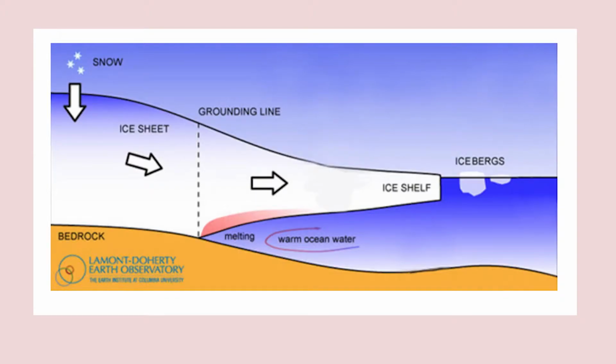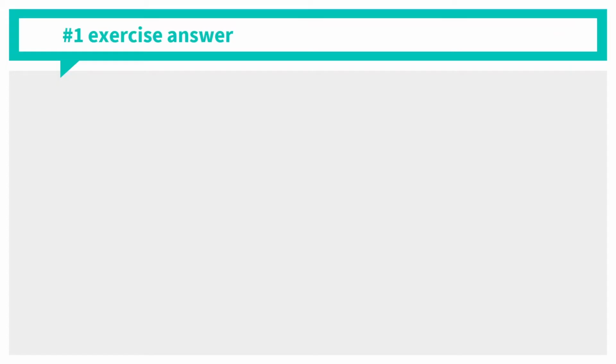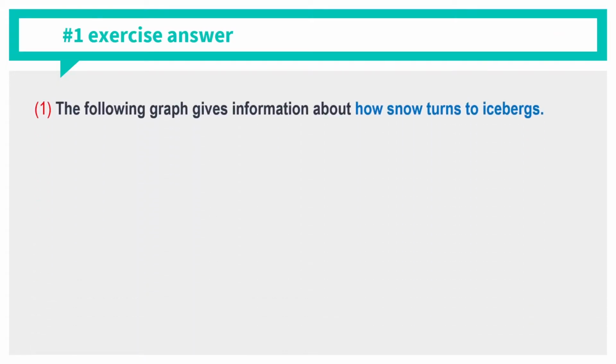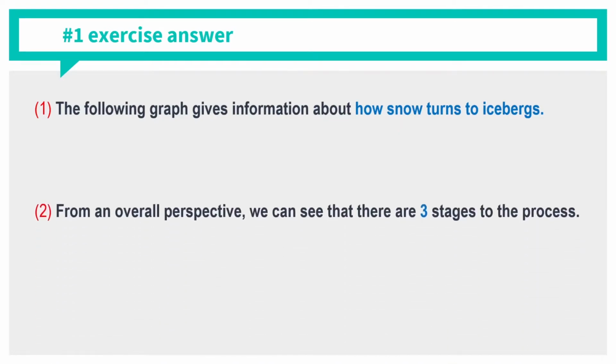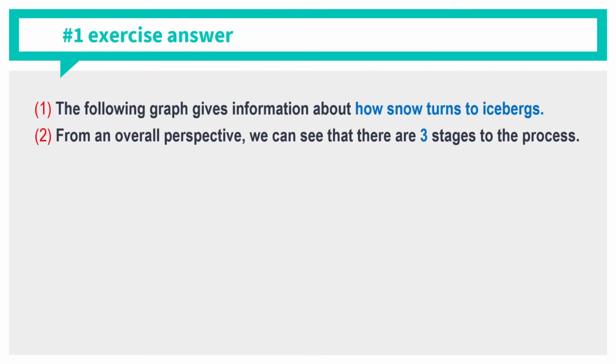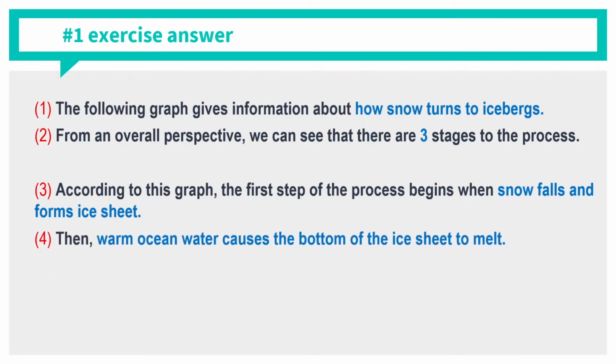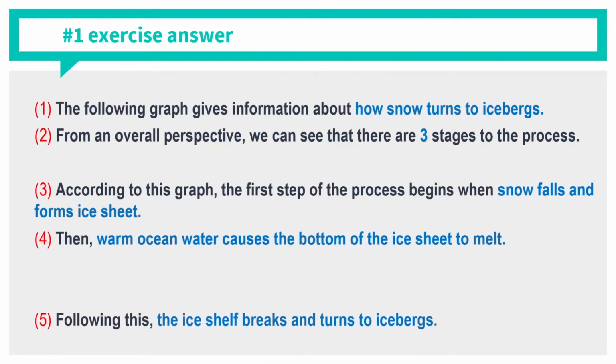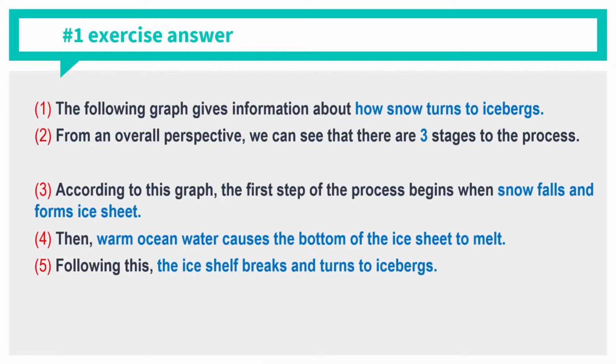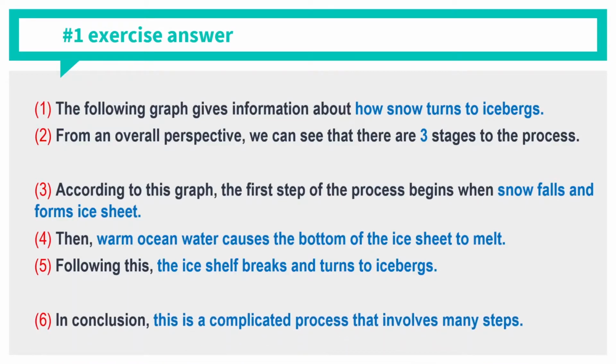Now for this particular graph, let me read out the full response. The following graph gives information about how snow turns to icebergs. From an overall perspective, we can see that there are 3 stages to the process. According to the graph, the first step of the process begins when snow falls and forms ice sheet. Then, warm ocean water causes the bottom of the ice sheet to melt. Following this, the ice shelf breaks and turns to icebergs. In conclusion, this is a complicated process that involves many steps.